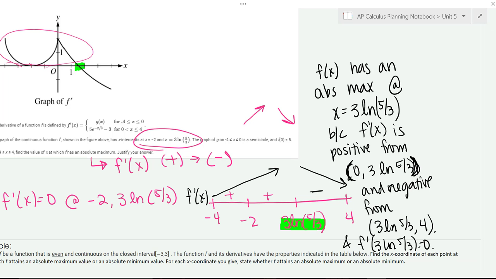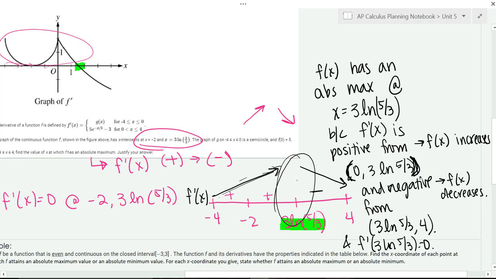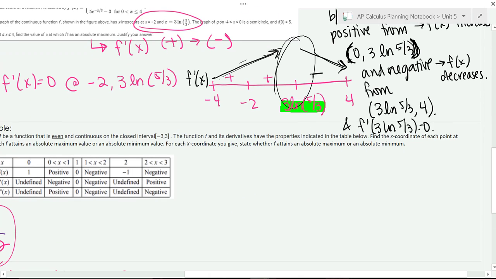We can even give a summary, like what this means right here is that since it's positive, f of x increases, and negative, f of x decreases. So there is my definition of a maximum, right? We are going all the way up, up, up, and then we start decreasing from that value, which means that 3 natural log of 5/3 will be the maximum on that interval.